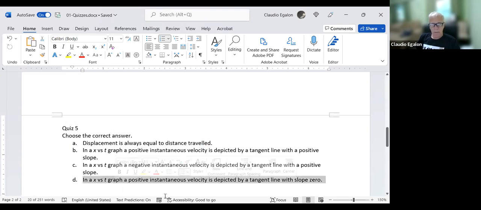And in an x versus t graph, a zero instantaneous velocity is depicted by a tangent line with a slope equal to 0, with a slope equal to 0. Equal to 0, okay?